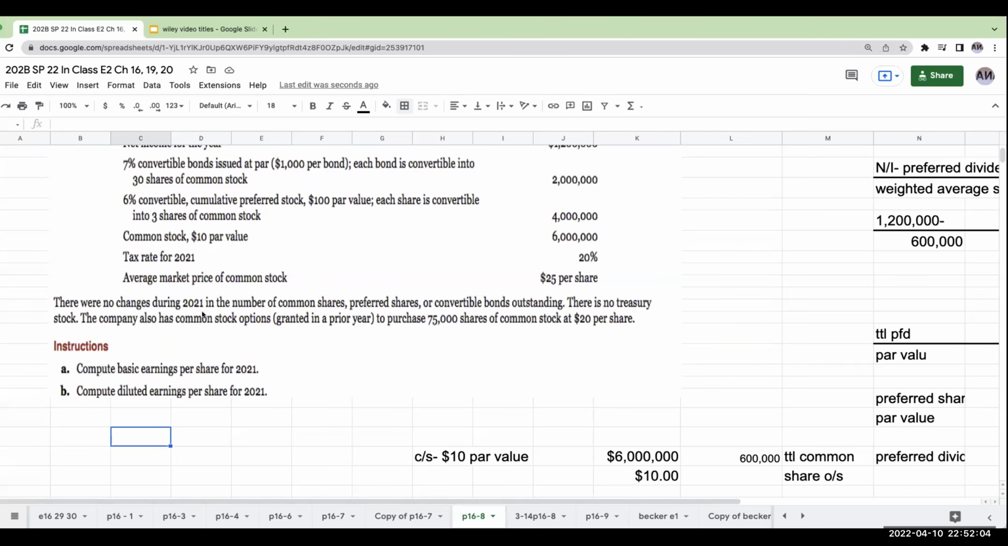So there were no changes in 2021 in the number of common shares, preferred shares, or convertible bonds outstanding. There is no treasury stock. And why am I saying that they have common stock options? Why is this going to be the most dilutive?